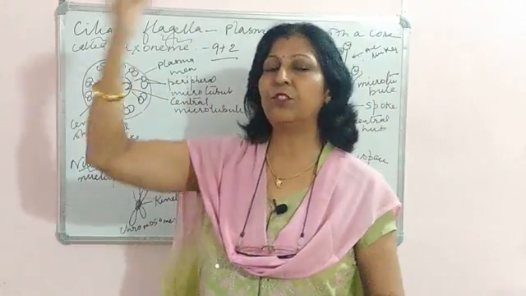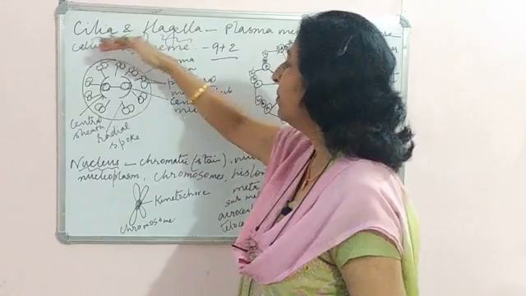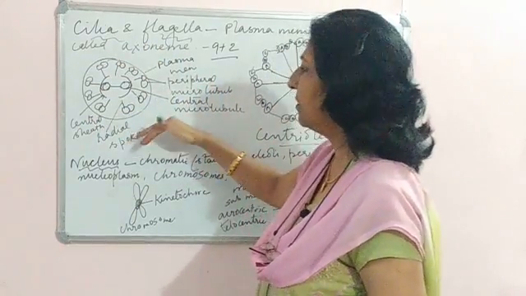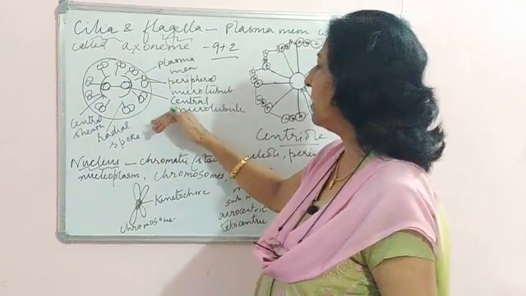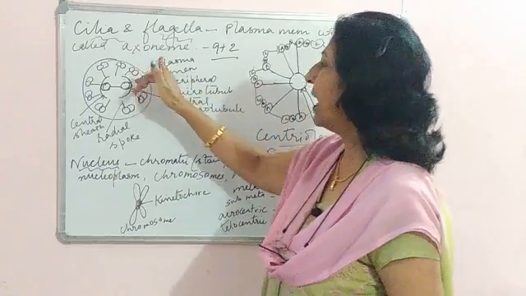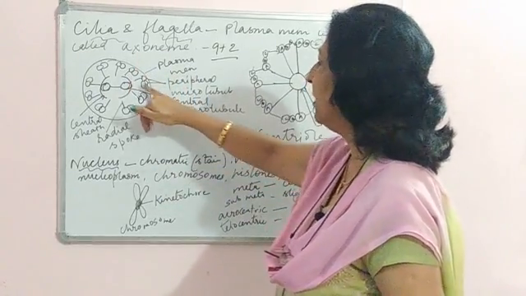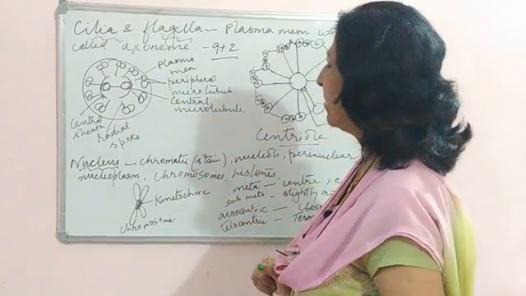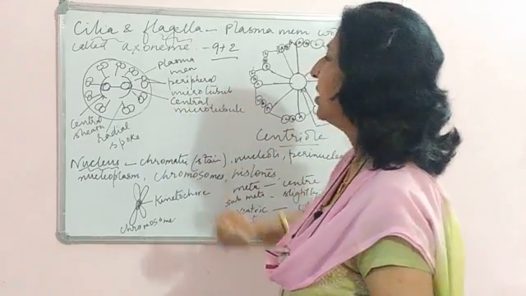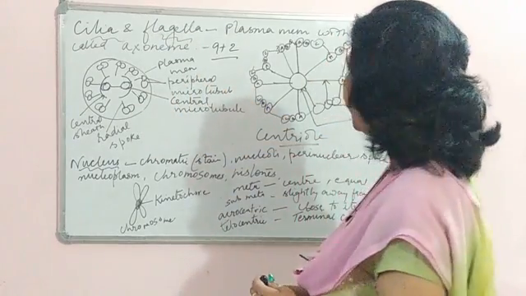It looks like a thin structure, but it is made up of an arrangement like this: the axonemal arrangement, that is the 9+2 arrangement. This is the plasma membrane, these are the peripheral microtubules, and this is the central microtubule. So this is the structure of cilia and flagella.